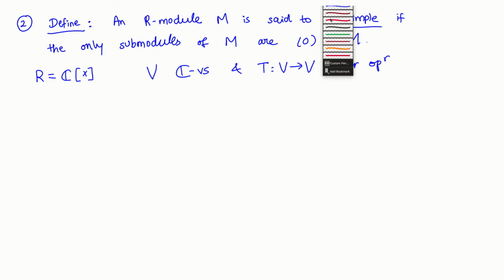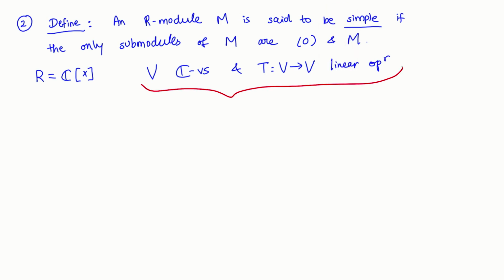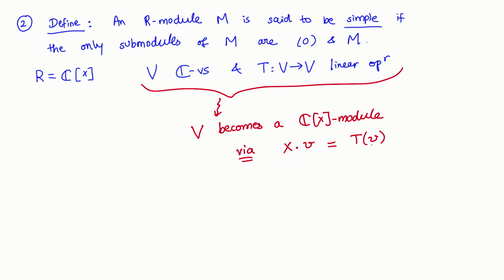And we've seen that this data enables you to do something. It makes V into a C[x] module. So using this, V becomes a C[x] module. And what's the additional thing? You really need to specify how x acts, and what we said is that the action of x on any vector is given by the operator T that you fixed. Recall that every C[x] module is of this form.